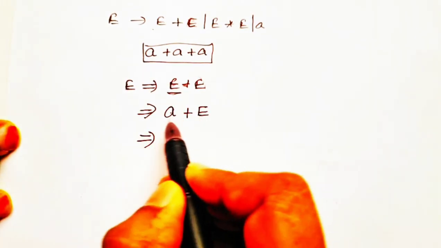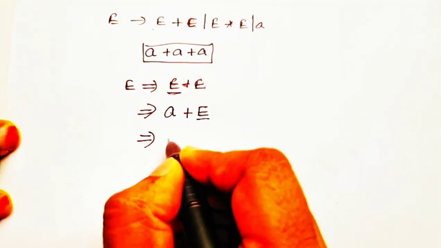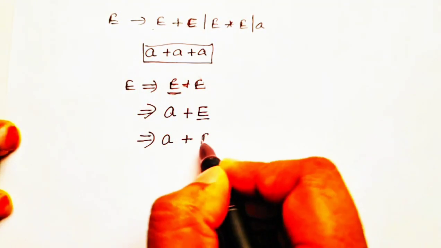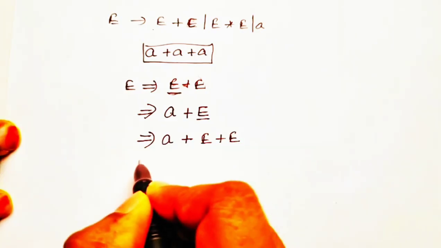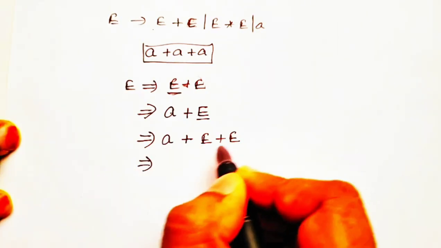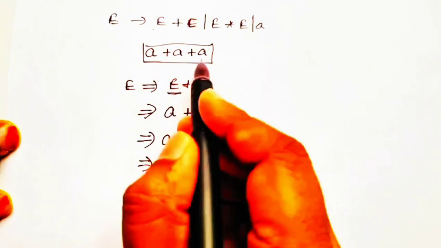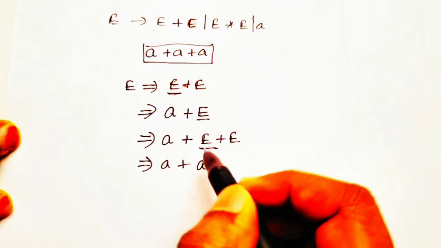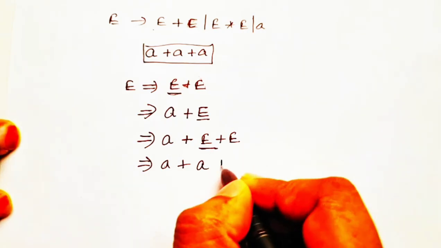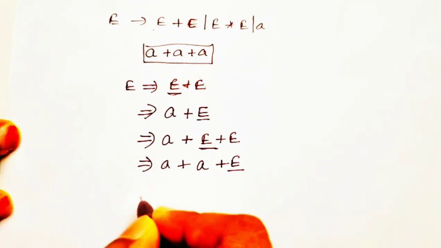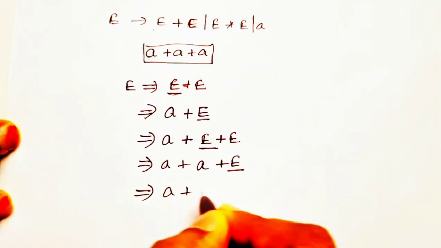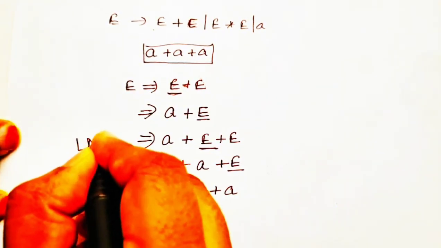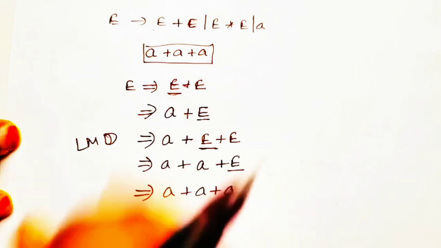Now, in this, the leftmost is again this E. A plus, I am replacing it with E plus E. Now, the leftmost is this E. If you want to get this string, I have to replace it with a using the production E goes to a. Next leftmost is this, simply a plus a plus a. This is one LMD for the string a plus a plus a.